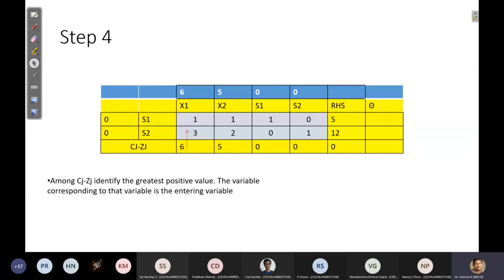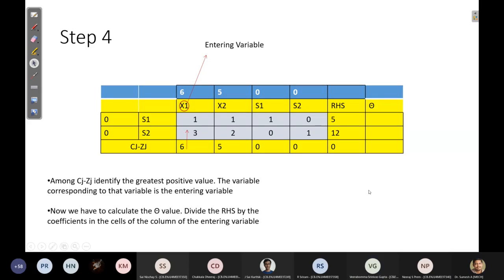Now what is the next step? We need the key row. Calculate the replacement ratio. So I will calculate 5 here and 1 here, so it will be 5 by 1, 12 here and 3 here, so it will be 12 by 3. So S1 is the key row.